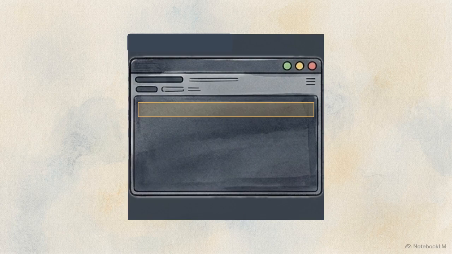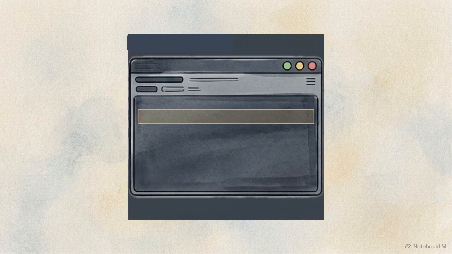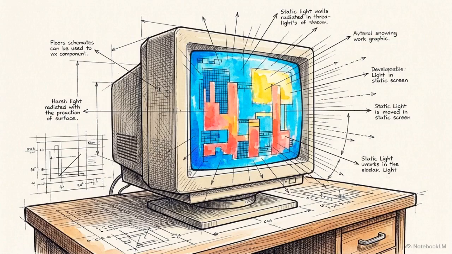The frequency lock is set to exactly 174.56 Hz. Below that, a wobble variable is defined as fluid dynamic entropy 0.04. These variables reference cyber-mystic concepts, drawing parallels to Nikola Tesla's 369 frequency theories to dictate how the system handles internal timing and entropy. The project shares the same DNA as Terry Davis's TempleOS, an attempt to translate a deeply personal worldview into a functional operating environment.